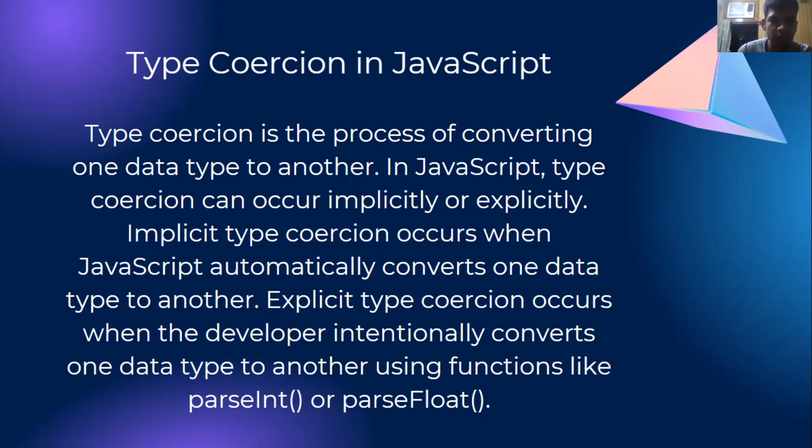Now, it is important to understand how type coercion works in JavaScript because it can lead to unexpected behavior in your code. For example, adding a string and a number will result in a string because JavaScript will implicitly convert the number into a string.